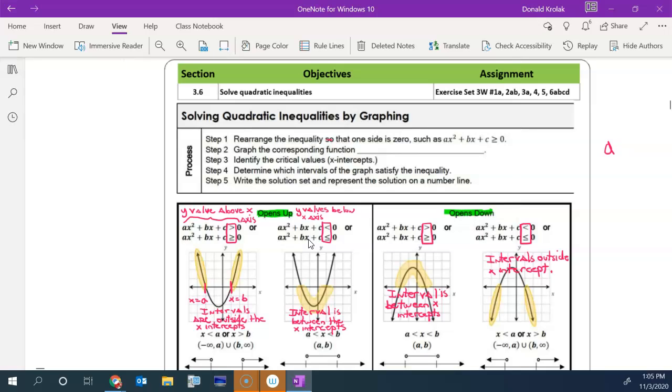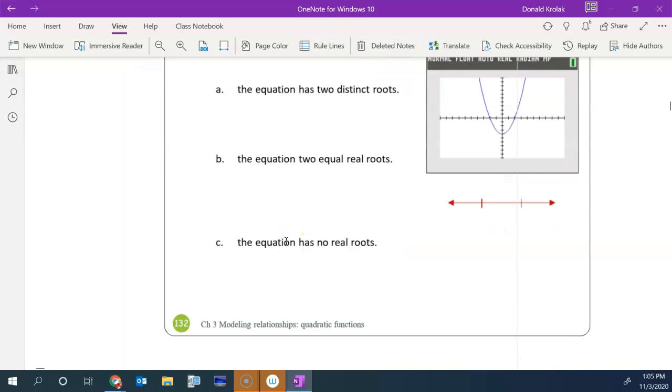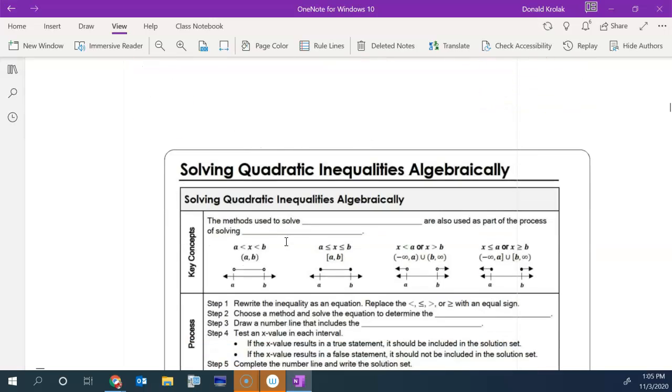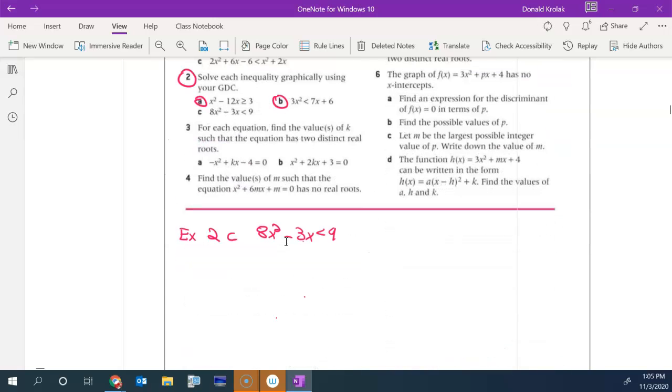Step 1 says rearrange the inequality so one side is 0. Did it. Graph the corresponding function. Identify the critical values, which are the x-intercepts. Ready? So you're going to put that into your calculator. I'm going to move the 9 over. And this is what I graph on my calculator.